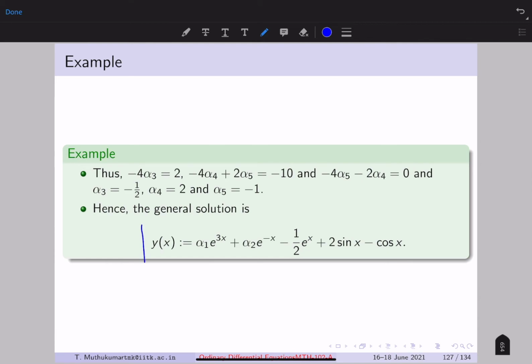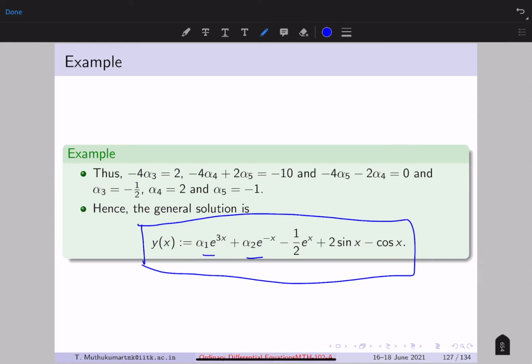So your general solution is the linear combination of these. Alpha 1 and alpha 2 come from the original characteristic equation, and this part comes from what we computed, the undetermined coefficients. So that's the general solution of the given ODE, which is a constant coefficient non-homogeneous ODE.